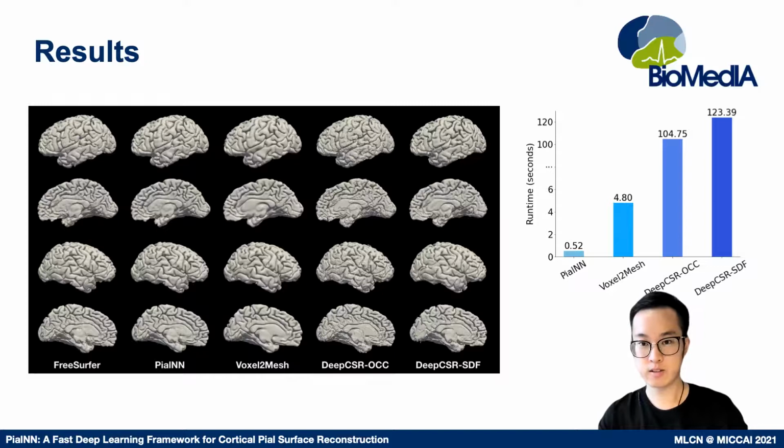For the runtime shown in the right figure, PialNN can predict the pial surface of both hemispheres within 1 second, whereas Voxel2Mesh needs 5 seconds because the input mesh should be downsampled. DeepCSR takes 2 minutes due to the time-consuming topology correction algorithm, and FreeSurfer takes around 10 minutes for pial surface reconstruction.